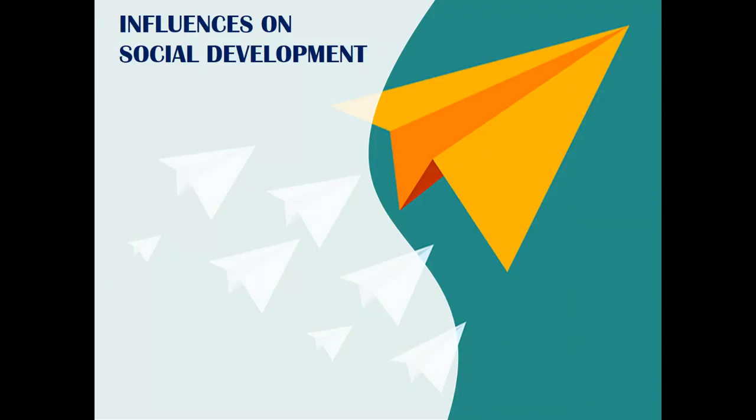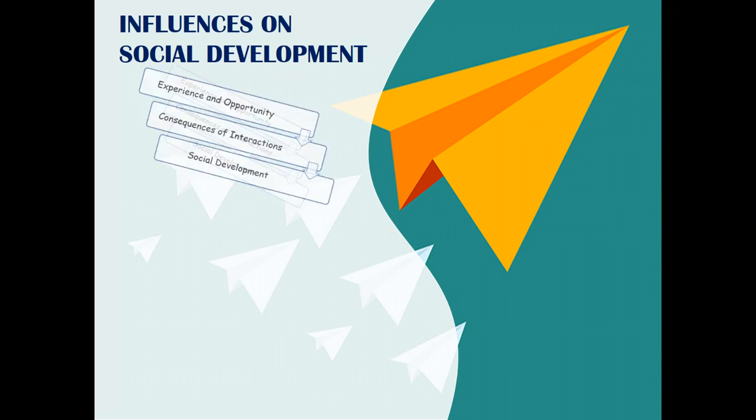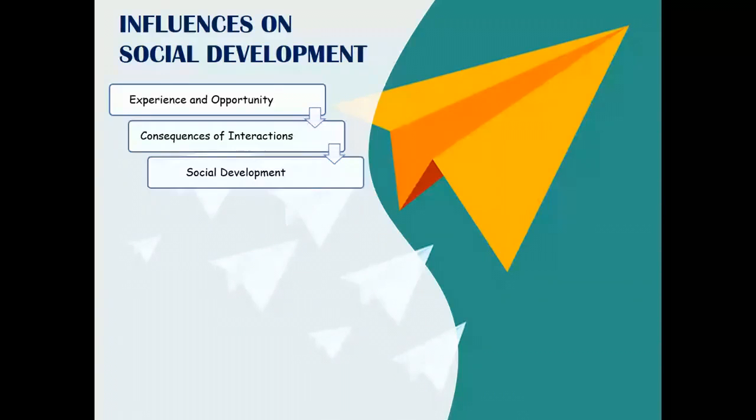Next, I will talk about the influences on our social development. There are so many factors that influence our social development. And in order to develop our social skill, it depends on our experience and opportunities in interaction, as well as the consequences or result of that interaction. For example, when we interact with one person, the interaction will provide us with new experience.